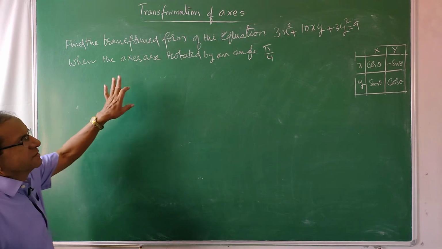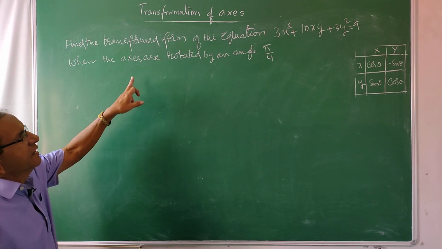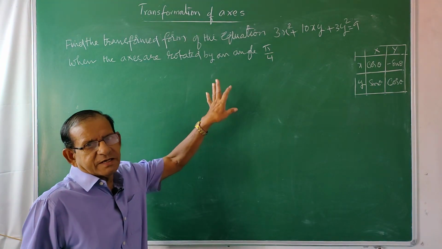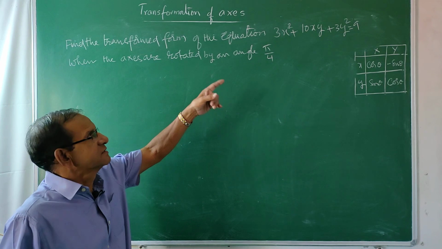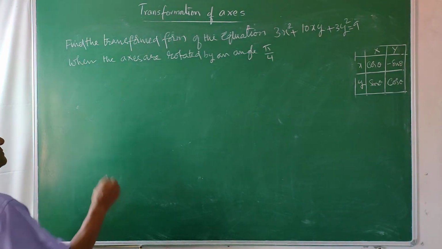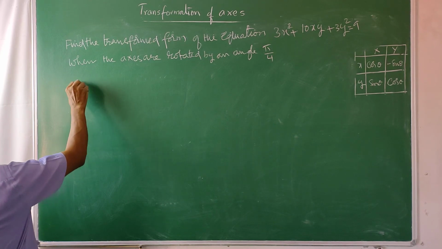Now see this question. Here the axes are rotated by an angle pi by 4, that is theta is equal to pi by 4, that is 45 degrees. That is the given equation. What is the transformed form? Now here, what is the given equation?